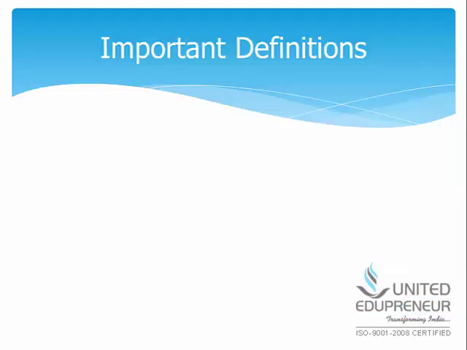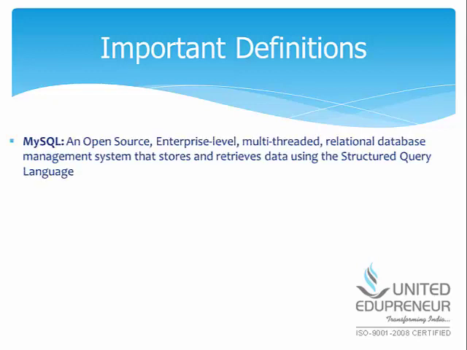Now, let's take a look at some important definitions. As obvious, the first one is MySQL. MySQL is an open source enterprise level multi-threaded relational database management system that stores and retrieves data using structured query language. Now, what is a relational database? Now, the question comes in, what is a database management system?